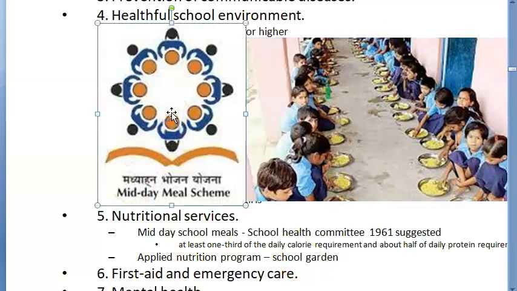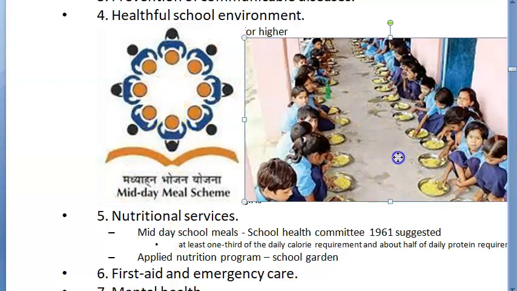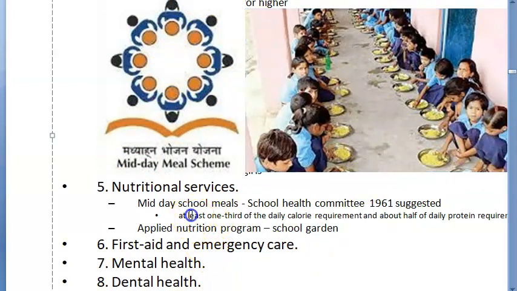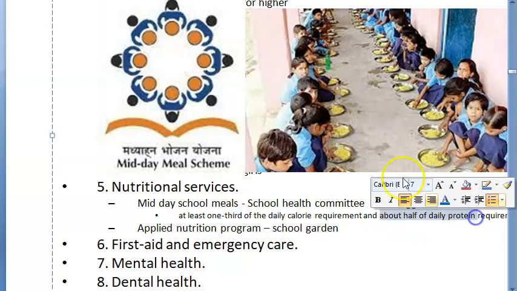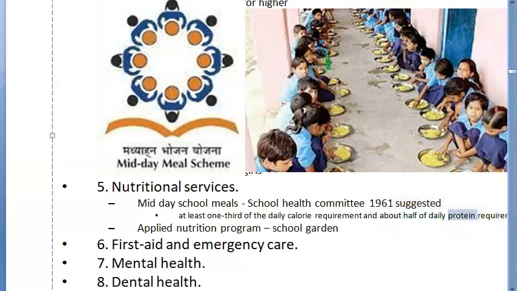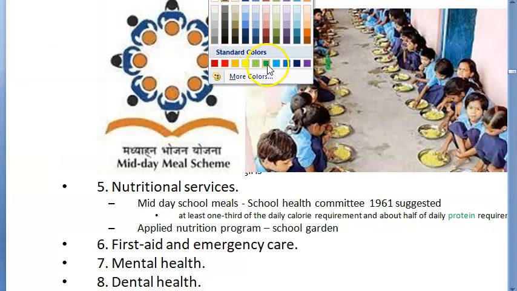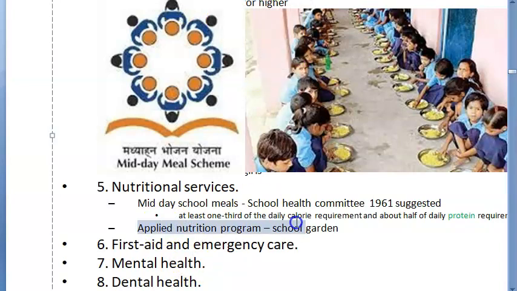So this is the midday meal scheme. This is the logo and this is the food that they are getting. Basically, it should provide at least 1/3 of the daily calorie requirement and 1/2 of the daily protein requirement. Protein, at least half they should get from school, and calories at least 1/3 from school. Then you have the applied nutrition program. It is about the school garden.